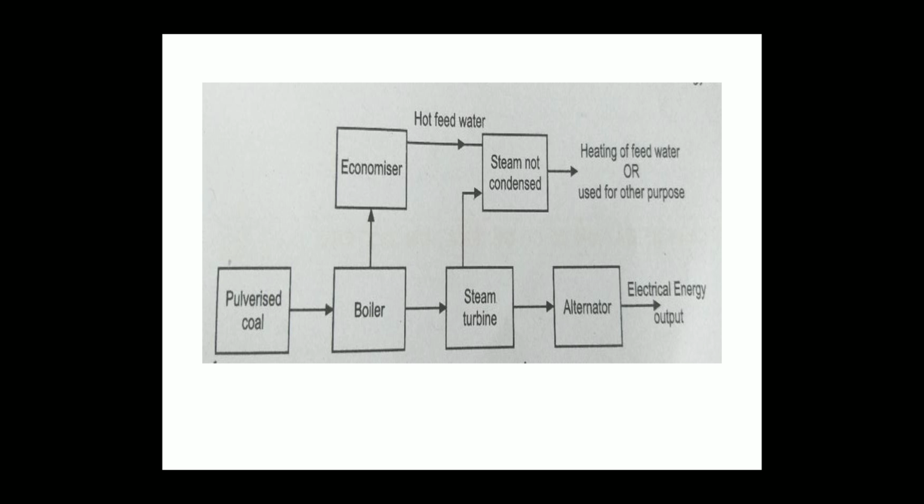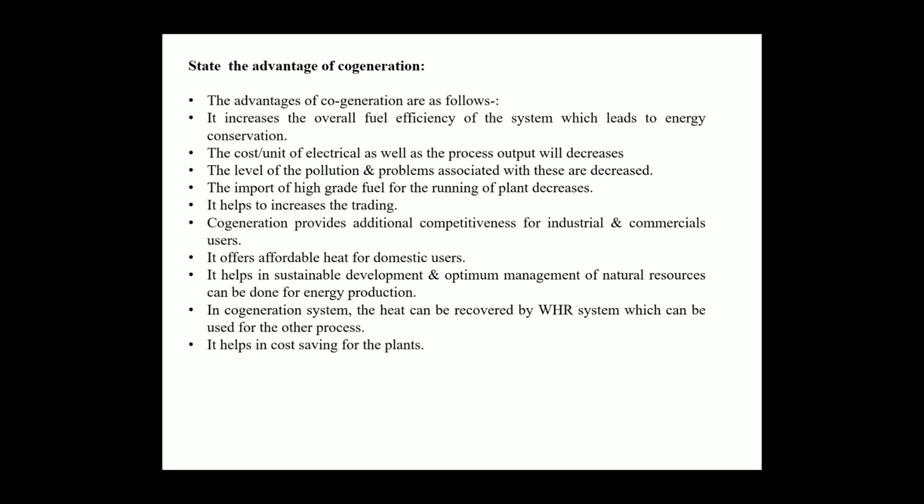The next, advantages of cogeneration. What are the advantages of cogeneration? It increases the overall fuel efficiency of the system, which leads to energy conservation. The cost per unit of electricity as well as the process output will decrease. The level of pollution and problems associated with it are decreased. The import of high grade fuel for running the plant decreases. It helps to increase trading.